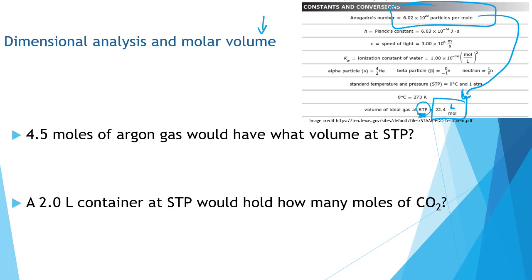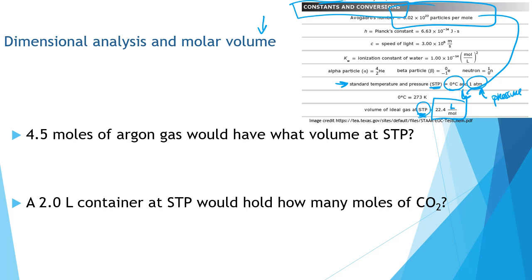What is this thing called STP, you wonder? STP is here. It is 0 degrees Celsius and 1 atmosphere of pressure. Atmosphere is our unit of pressure. It's just the pressure of Earth's atmosphere at sea level. So it's an easy one. So 0 Celsius, 1 atmosphere of pressure is STP, standard temperature and pressure. Do you have to memorize these? No, because look, they're on our list of constants and conversions.